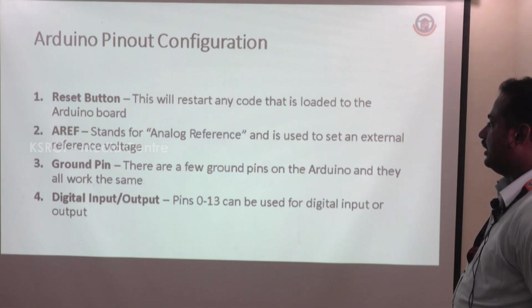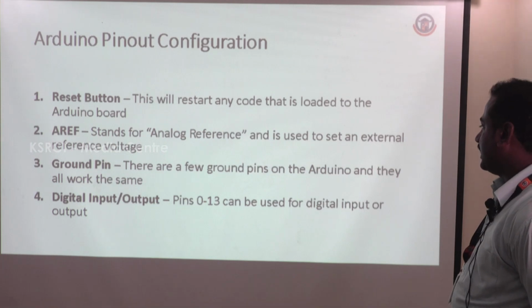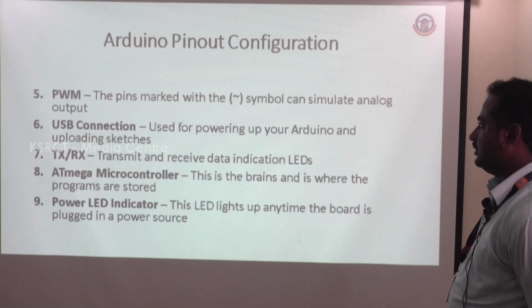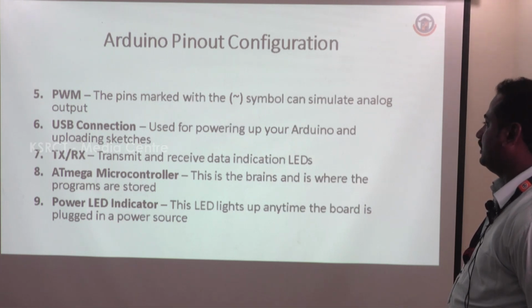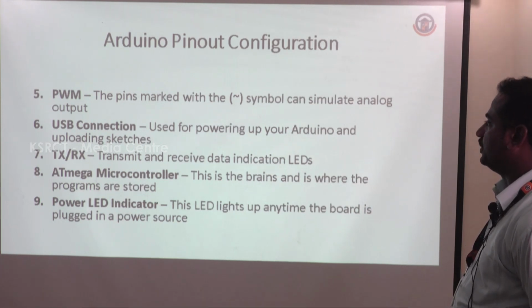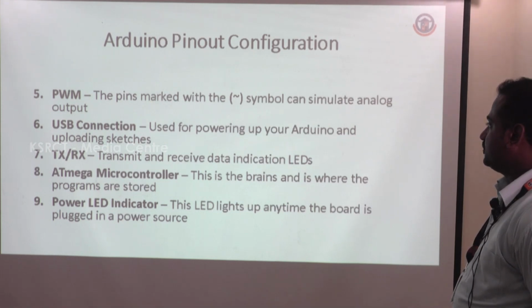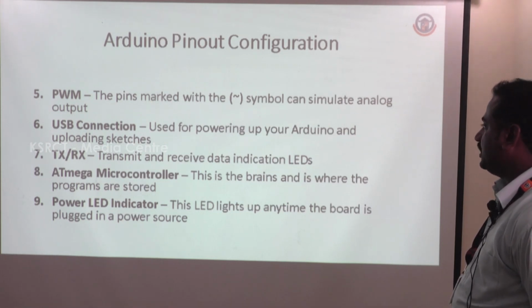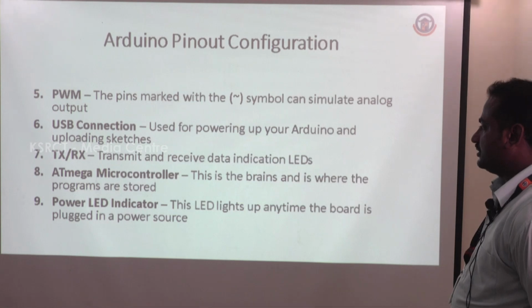Digital input and output: we have pins 0 to 13 that can be used for digital input or output. Fifth is your PWM. These pins are marked with an asterisk symbol and can simulate an analog output. Then the USB connection, which is used for powering up your Arduino and uploading sketches.